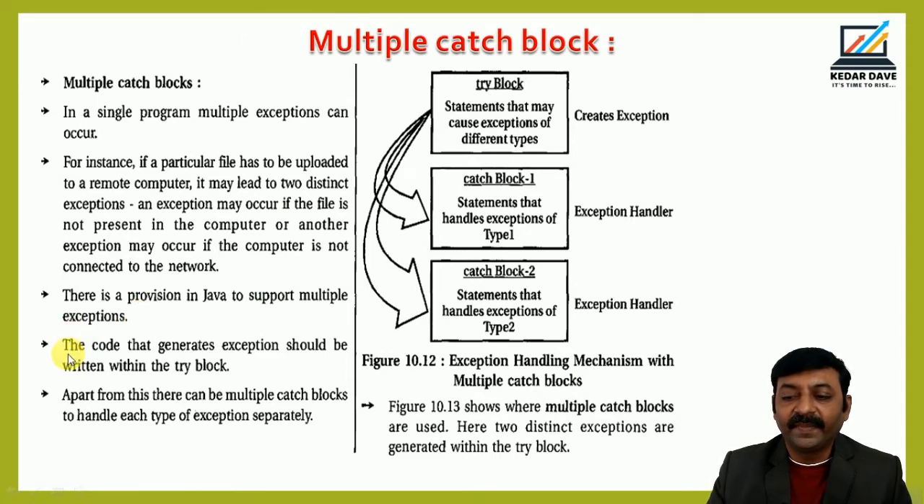And the code that generates the exceptions should be written within a try block. And apart from this, there can be multiple catch blocks to handle each type of exception separately. Here one diagram is given, the exception handling mechanism with multiple catch blocks: exceptions created, exception handlers, catch block 1 and catch block 2.